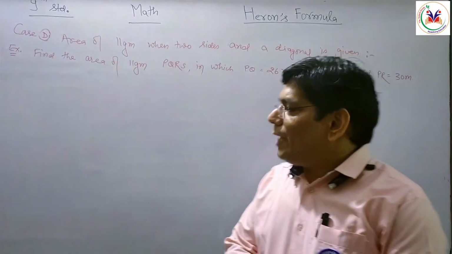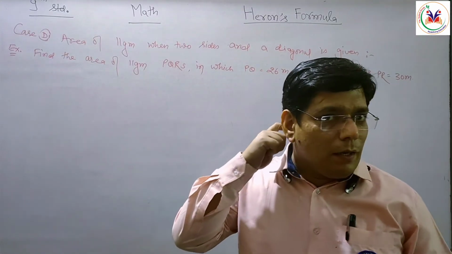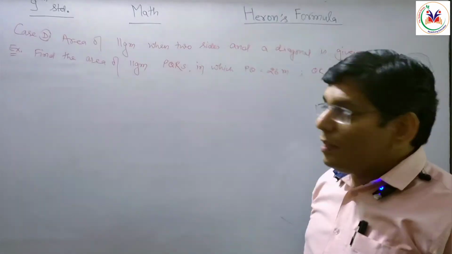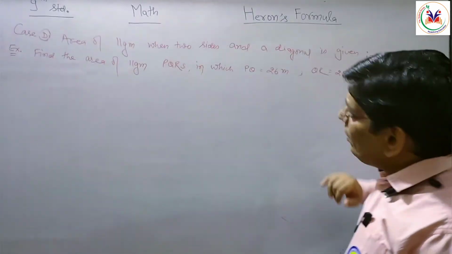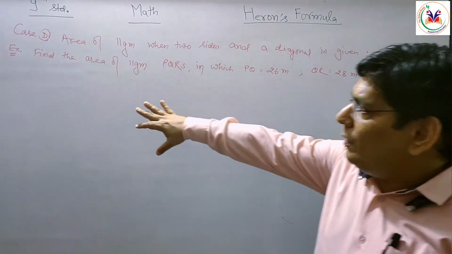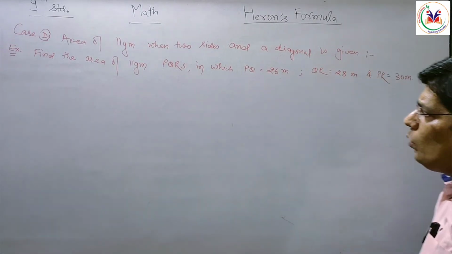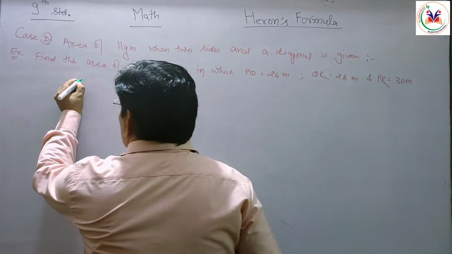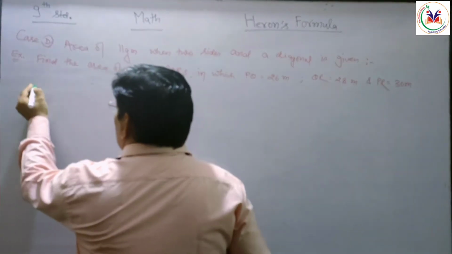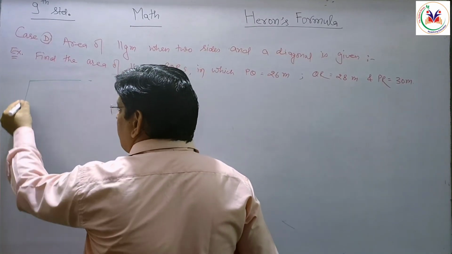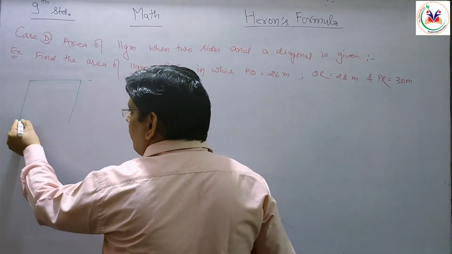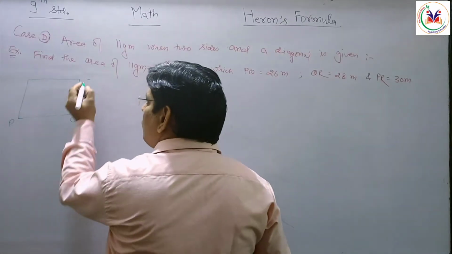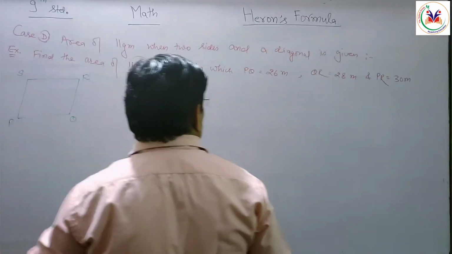Now we are at the just end of this cases. In this cases you have to calculate the area of parallelogram in which two sides and a diagonal is given. Just for example, find the area of parallelogram PQRS. PQ 26 centimeter, QR 28. So first of all, we have to construct the rough diagram of parallelogram. That is P, Q, R and S.